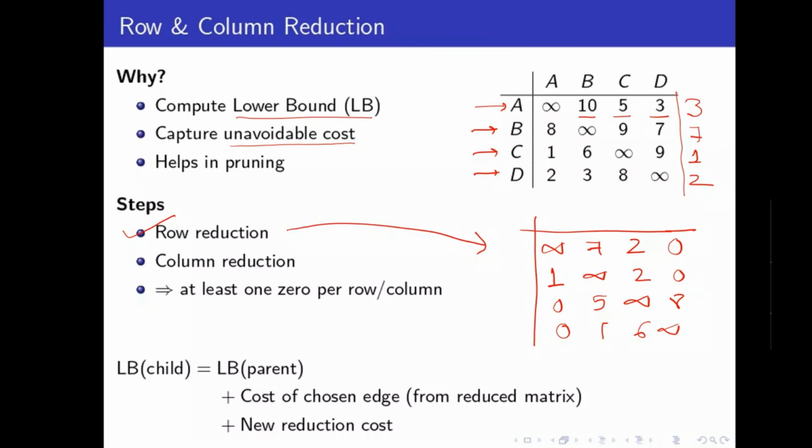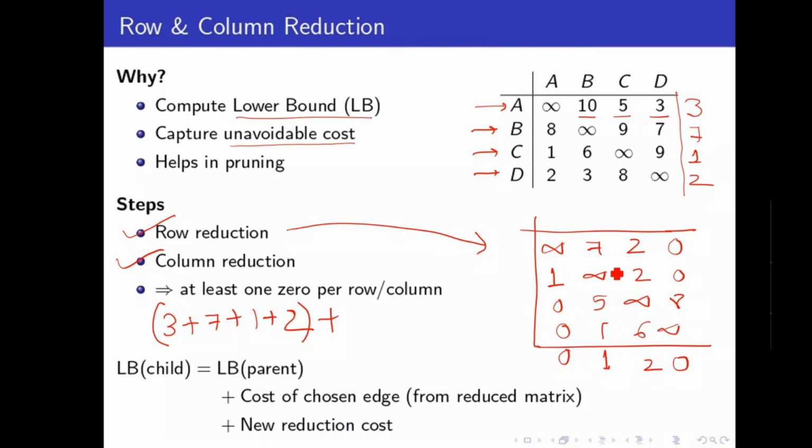And we'll note down this reduction cost. So far, how much have we reduced? 3 plus 7 plus 1 plus 2 in the rows. After that, we'll do column reduction. We have to do both. Like for every row we found the minimum, now in the row reduced matrix, for every column we have to find the minimum. So here the minimum is 0, 1, 2, 0. And then we'll subtract these from the columns also.